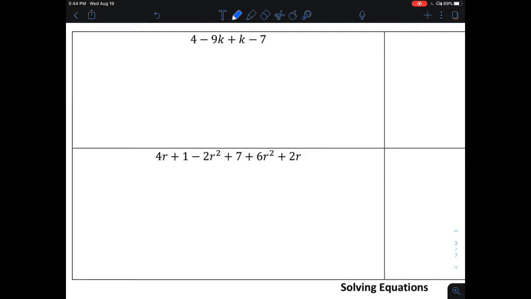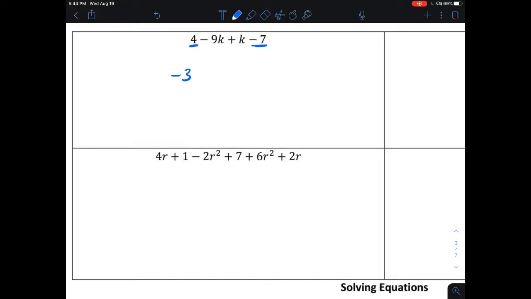So if I'm looking at a problem, I want to identify all the things that look alike in terms of the variables they have attached to them. Well, I see 4 and I see a -7. You also have to include the signs. So I can go ahead and put those together because they are alike in terms of they don't have any k's. So 4 added to -7 gives me a -3.